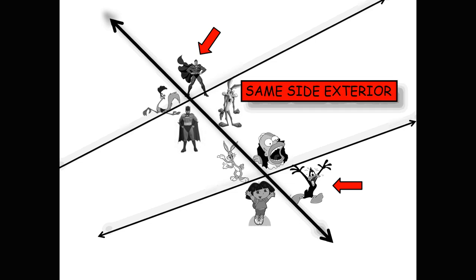It's a lot to write down. We usually shorten that up. Same side gets abbreviated SS, and exterior gets abbreviated EXT. So we just say SSEXT for same side exterior.